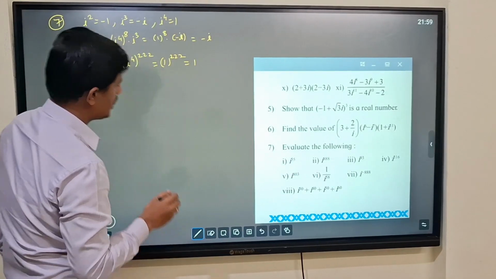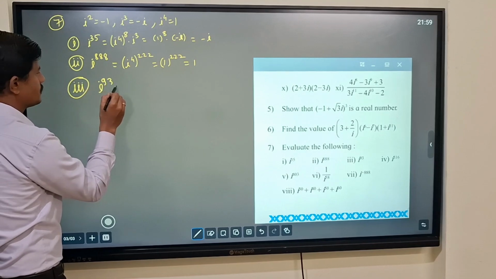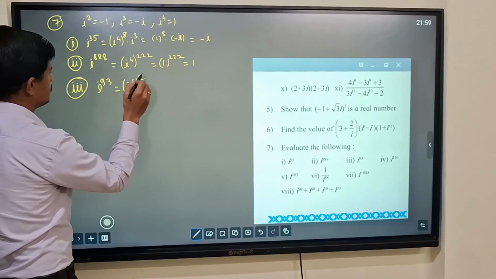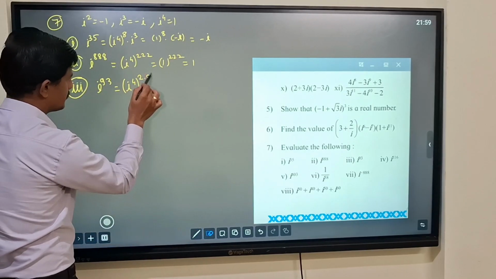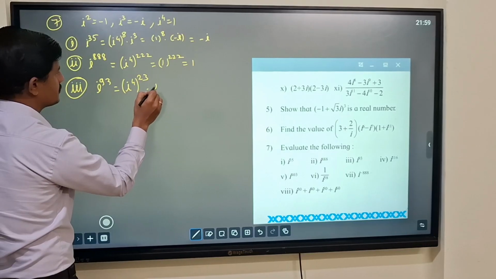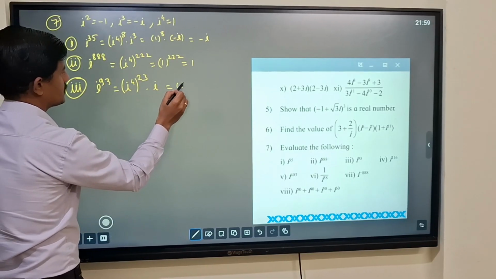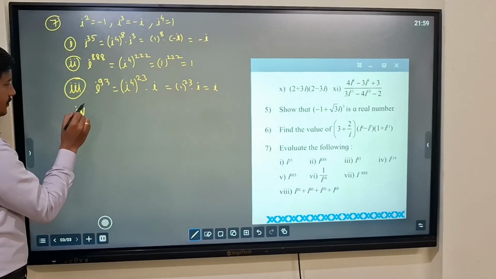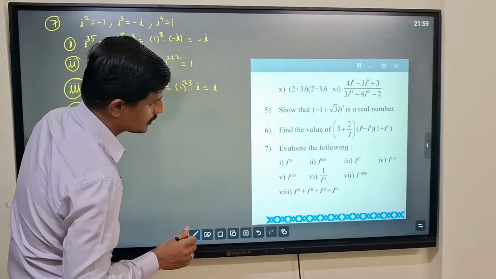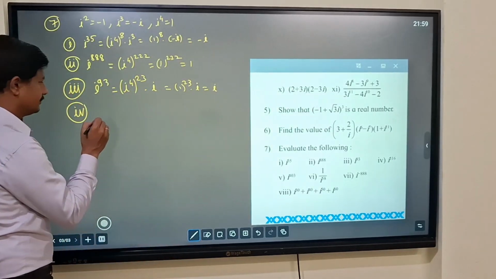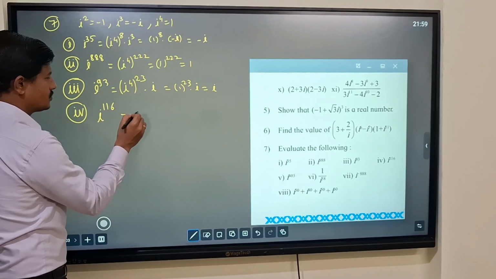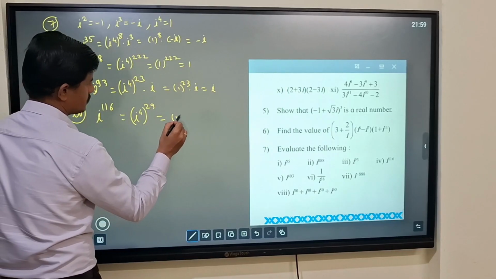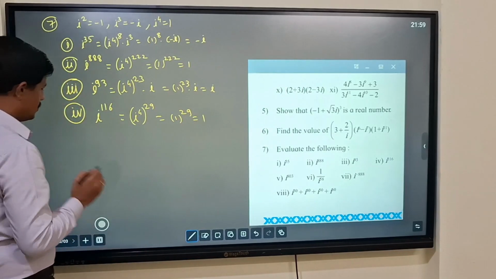Now third one, i raised to 93. So this becomes i raised to 4, 4 times 2 is 8 and 4 times 3 is 12. Okay, 23, 1 remaining. So this becomes 1 raised to 23 into i. So this becomes simply i. Fourth one, i raised to 116. So i raised to 4, 4 times 2 is 8, 4 times 9 is 36. So this becomes 1 raised to 29. 1 raised to something is 1.